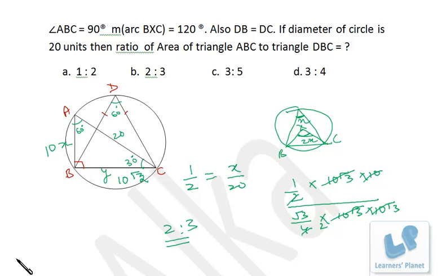Not much paperwork is required, it's just a conceptual problem. See, various concepts are involved over here. Listen to me once again. I'll make a quick recap. First of all, the center angle is BXC, 120 degrees. From that you can find this angle at the circumference. So from that you are able to know that this triangle DBC is an equilateral triangle.